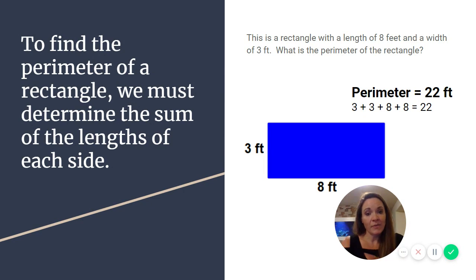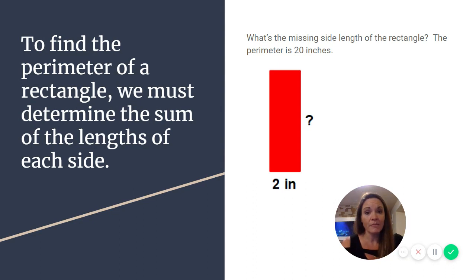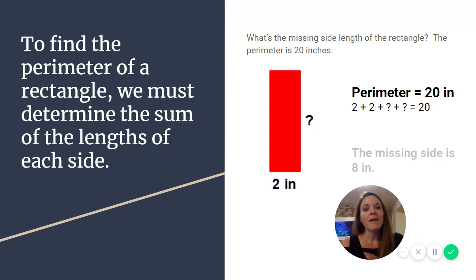I could also think about this problem as 3 and 8 make 11, and if I double that, 11 plus 11 also gets me 22. Let's try a backwards problem. What's the missing side length of the rectangle? The perimeter is 20 inches. I know that the bottom side is worth 2 inches, so that means the top side is also worth 2 inches. So that's 4 of my 20 inches. So my other missing side length, I need to think itself plus itself equals 16. My missing side length is 8 inches.